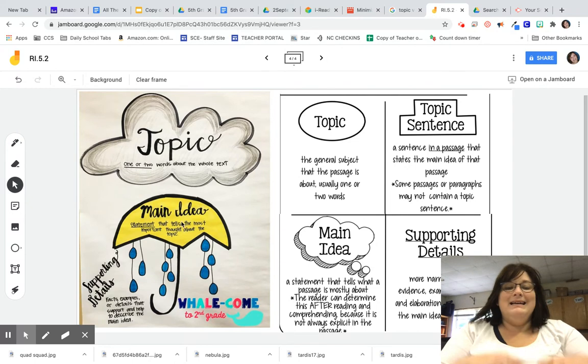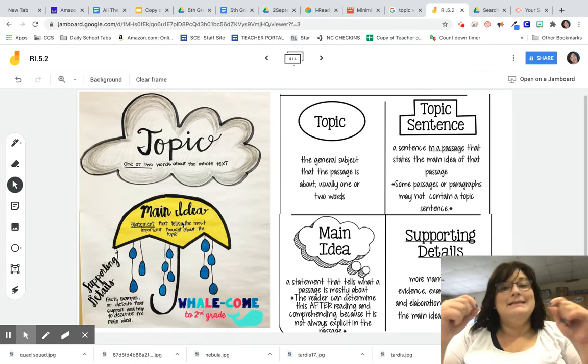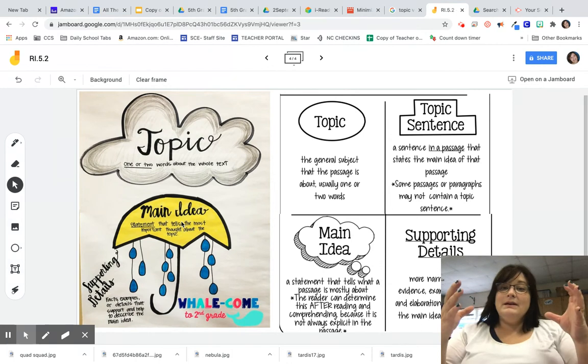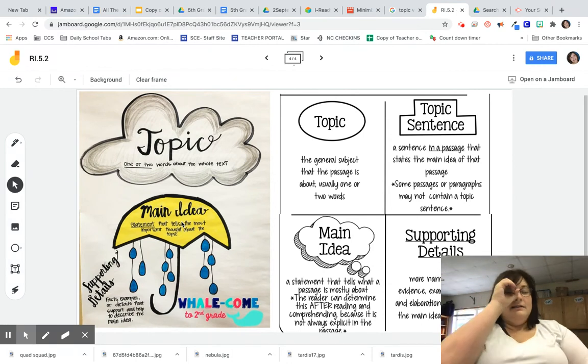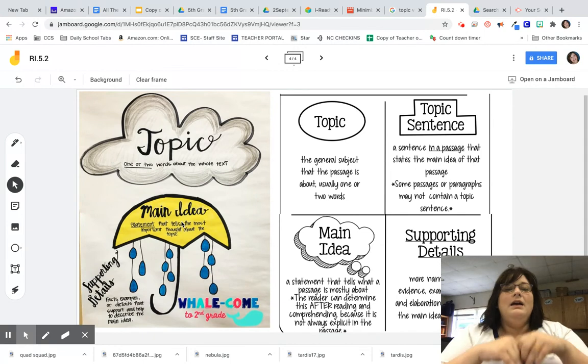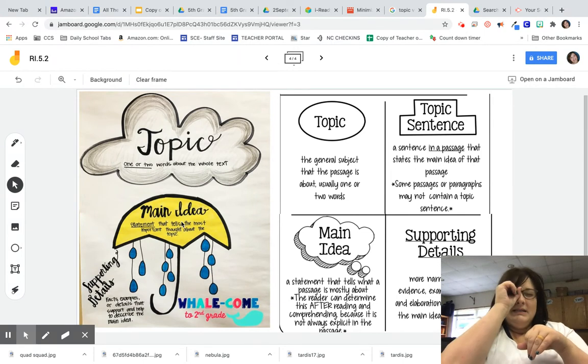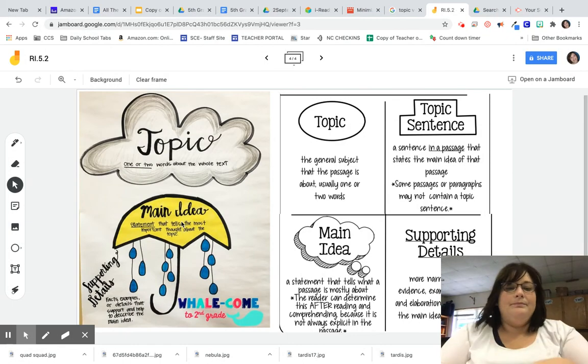Now, the main idea, it says it's a statement. Okay, that means there's going to be more than one detail. Also, when it says statement, that means it's going to be at least a complete sentence. Okay, so main idea is a complete sentence, topic is one or two words. There is the difference. Topic is a telescope, main idea is binoculars. You can see more with the main idea. You can see more with the binoculars, right? You can see only one or two words with the topic. You can see a whole statement with the main idea.